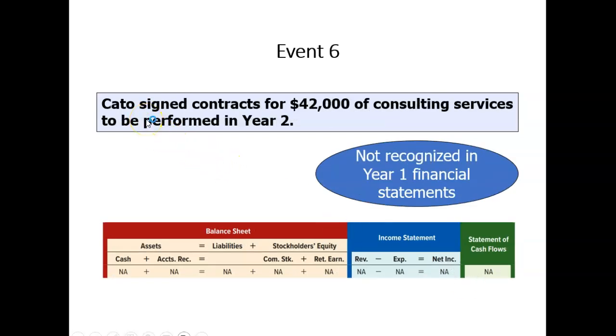Next, we signed a contract for $42,000 of consulting services to be performed in year 2. Now, notice we're still in year 1. All we did was sign a contract. So as of right now, this is not a business transaction. Therefore, it does not impact our year 1 financial statements.